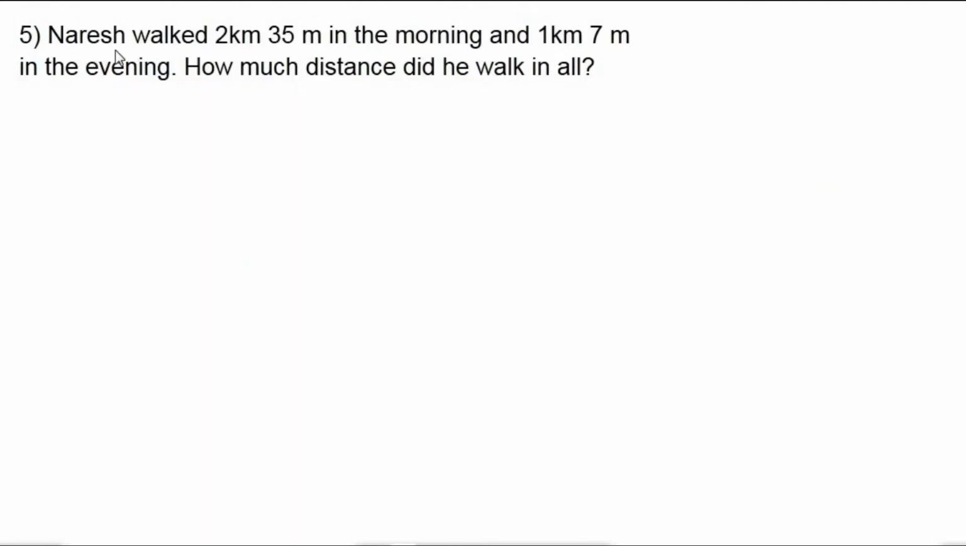Here is the fifth question of this exercise. Naresh walked 2 km 35 meter in the morning and 1 km 7 meter in the evening. How much distance did he walk in all? Here you can observe the words in all. It means we need to add all the given numbers in the question. So the numbers are 2 km 35 meter which Naresh walked in the morning and 1 km 7 meter which Naresh walked in the evening. Now let's write down the statements for this question.